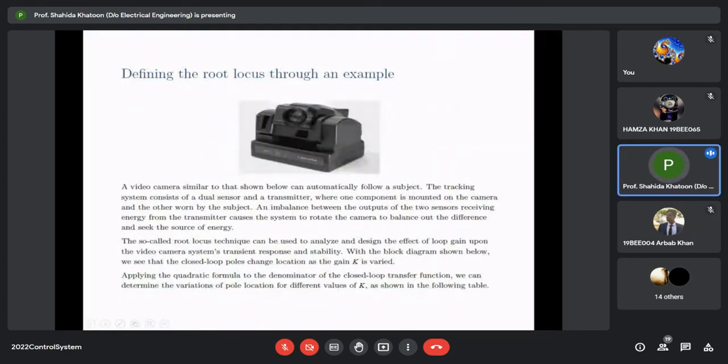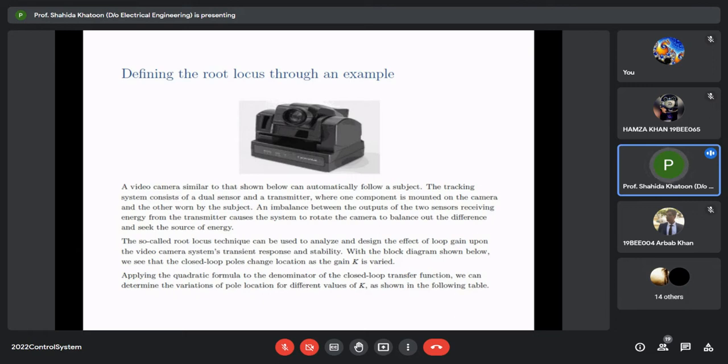So you can define root locus through an example. Suppose a video camera similar to that shown below can automatically follow a subject. A tracking system consists of a dual sensor and a transmitter, where one component is mounted on the camera and the other one worn by the subject. An imbalance between the outputs of the two sensors receiving energy from the transmitter causes the system to rotate the camera to balance out the difference and seek the source of energy.